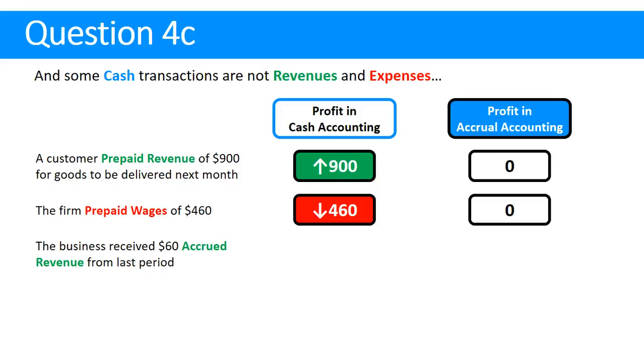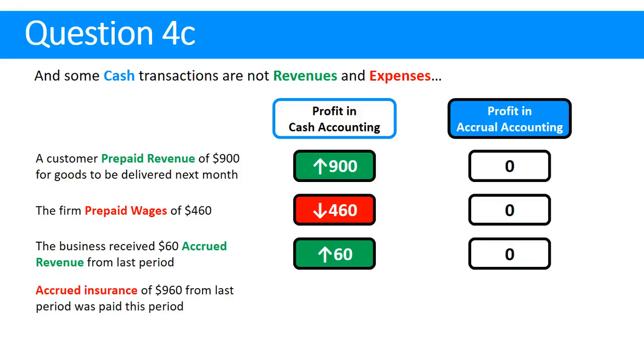If we had $60 of accrued revenue from last period that we actually got, say bank interest, so bank interest for the previous month was received this month, well, in cash accounting, we'd record that as $60 of revenue, and that's incorrect. It would actually be revenue for last period, not this period. Another example could be accrued insurance of $960 from last period was paid for this period. Under cash accounting, we'd record it as an expense just in the wrong period. We'd record it for this period. That's wrong.